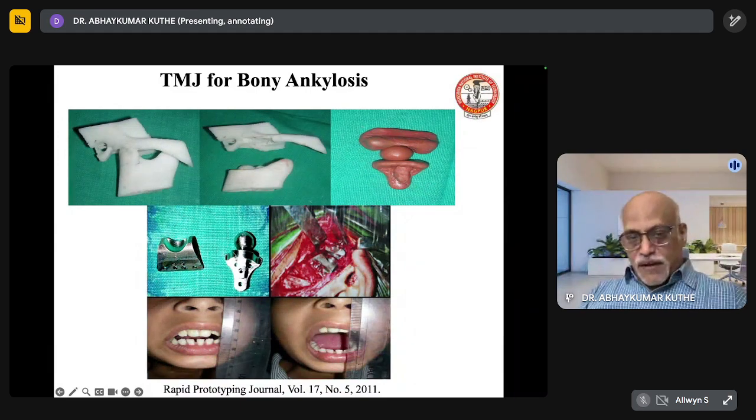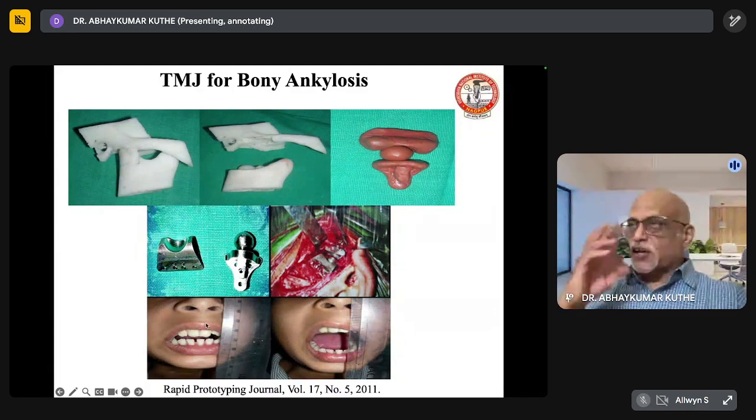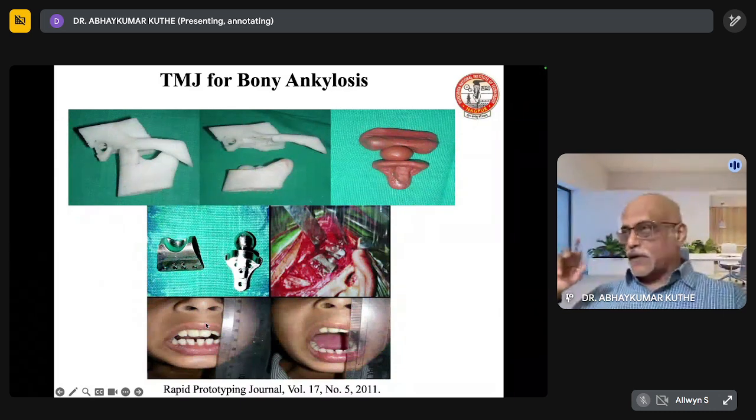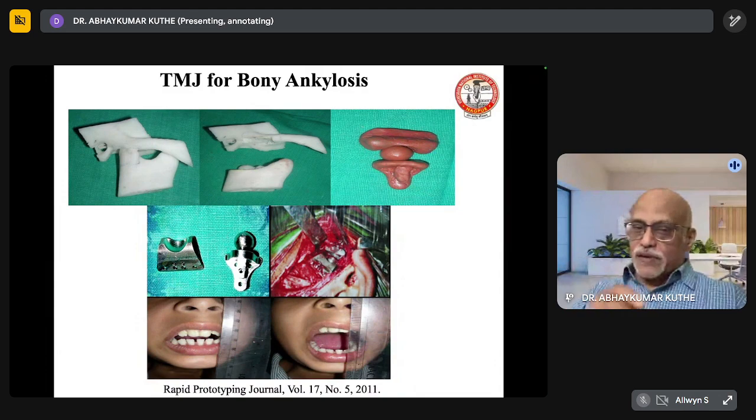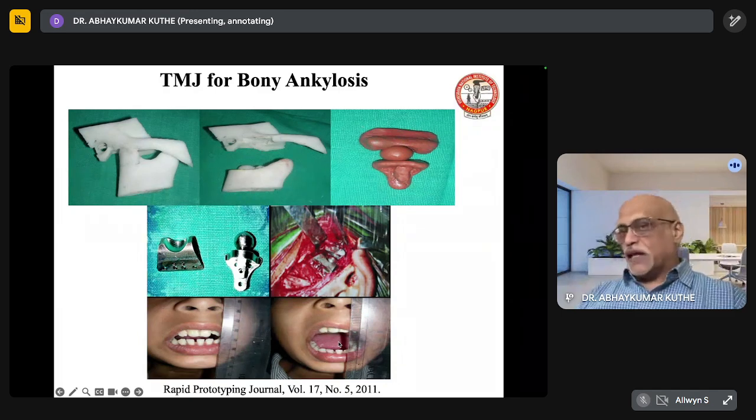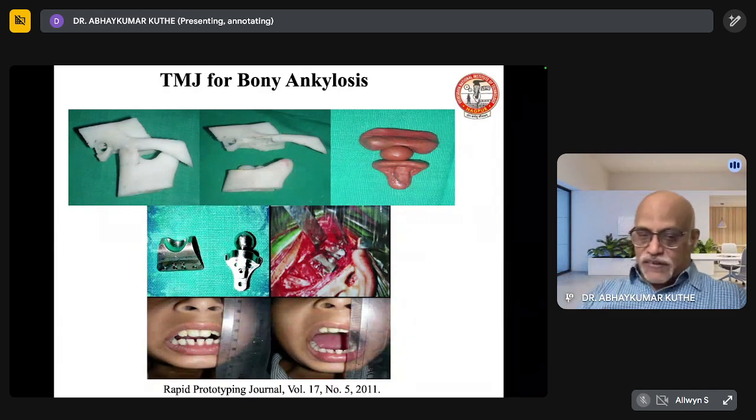So this is the customized one. That means suiting the patient's anatomy. So you can see here, the girl was actually suffering from bony ankylosis. She was not in a position to open her mouth because of the fusing of that particular joint. But by fitting that particular metallic implant, she was in a position to open her mouth and finally lead a very normal life. So this is what we have already published in Rapid Prototyping Journal, volume 17, number 5, 2011. Please do go through that.